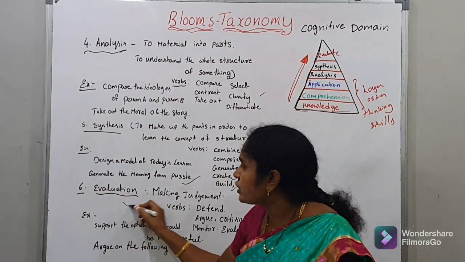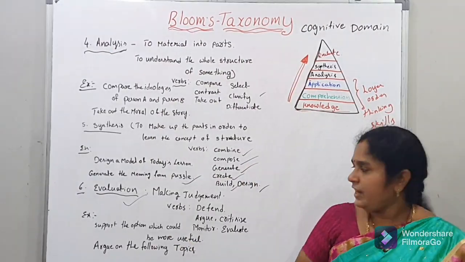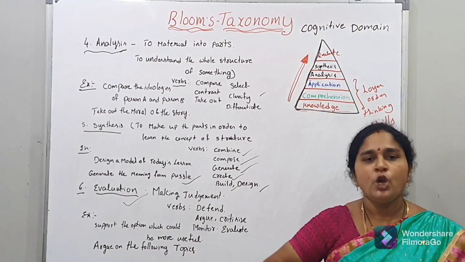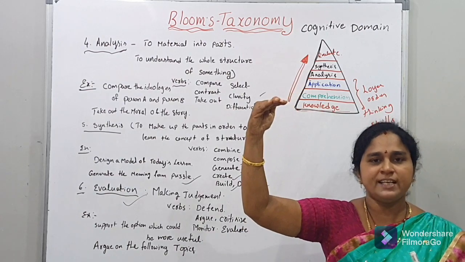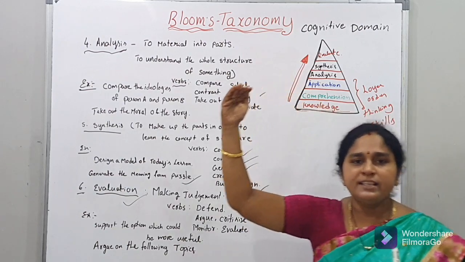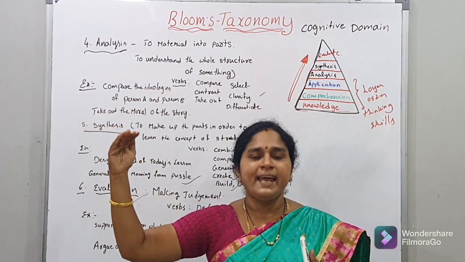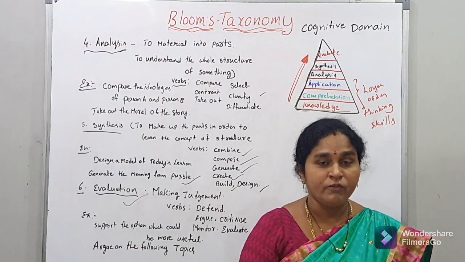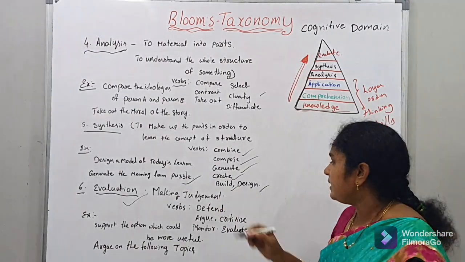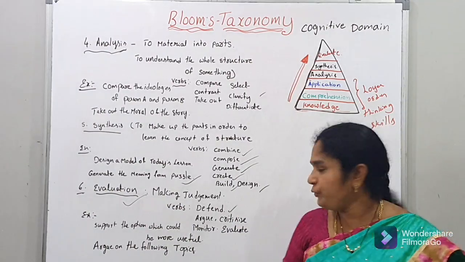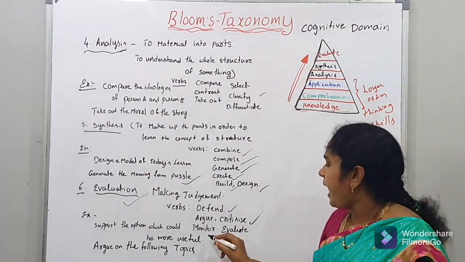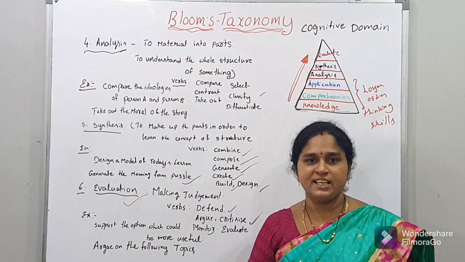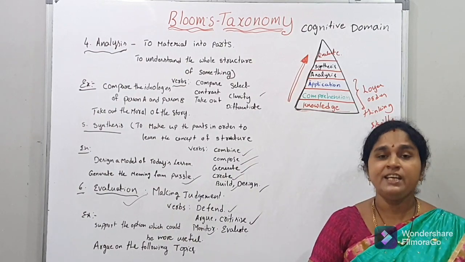And the last level is evaluation. Evaluation is making judgments. Students move from lower order thinking skills to higher order thinking skills, and they can develop the ability to make judgments. At this level we use verbs like defend, argue, criticize, monitor, evaluate. The evaluation level is very critical.